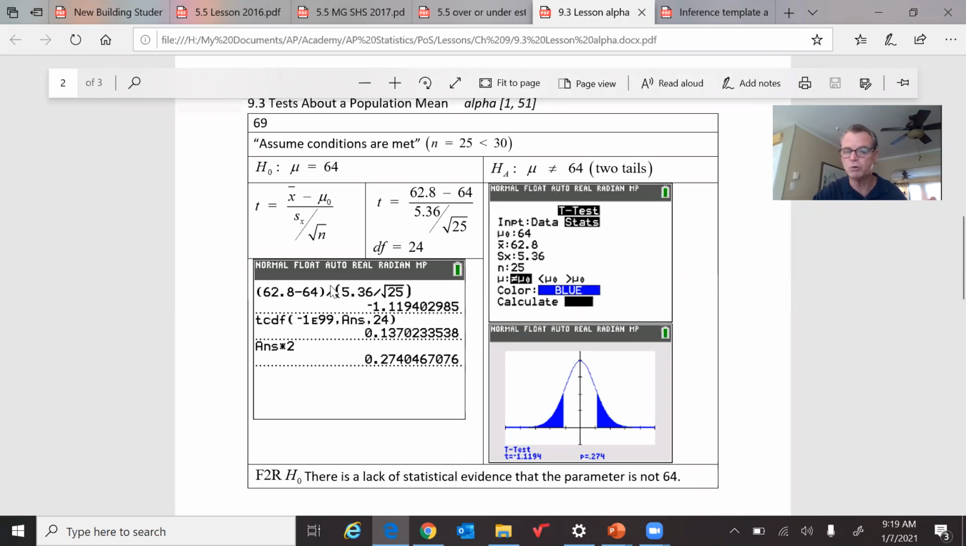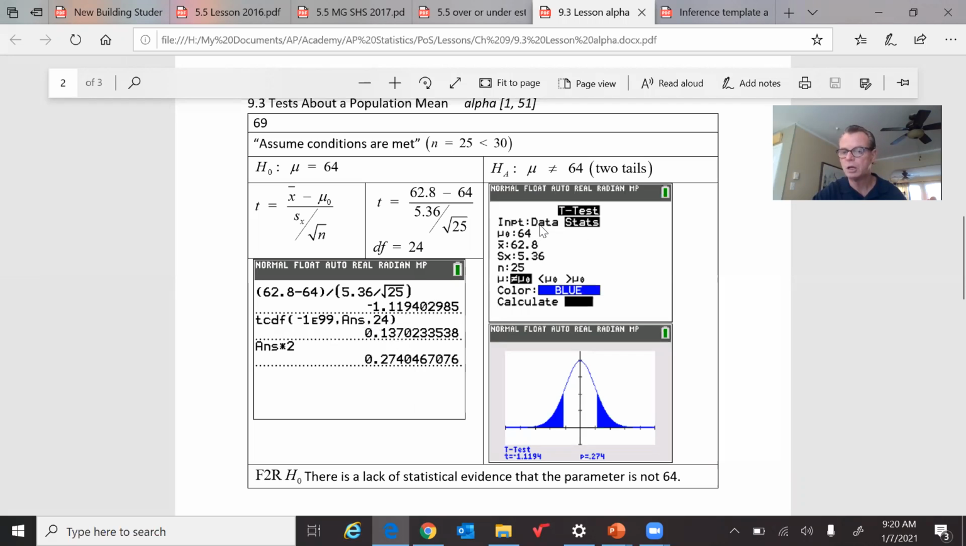So I'm saying, okay, if we do it this way on the left, which you don't have to do, you would get this t-score. The area under the curve to the left of this t-score is 0.13. The two-tailed test, you double it, you get a p-value of 0.27. You don't do any of this. You just go to the t-test.